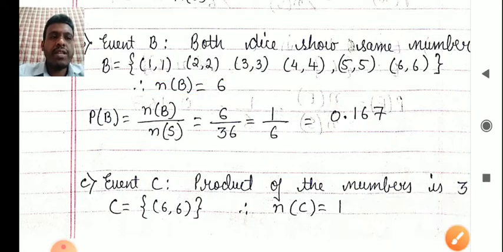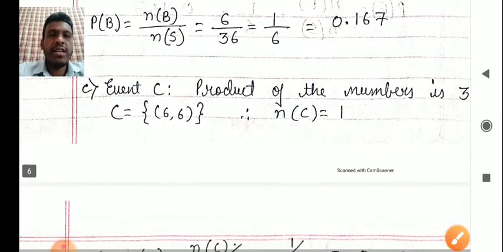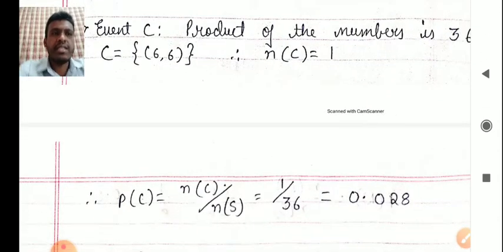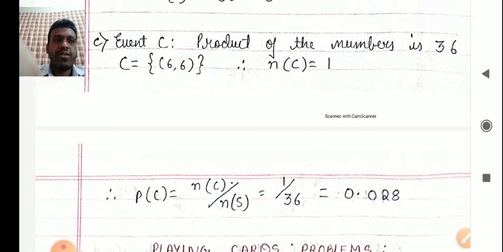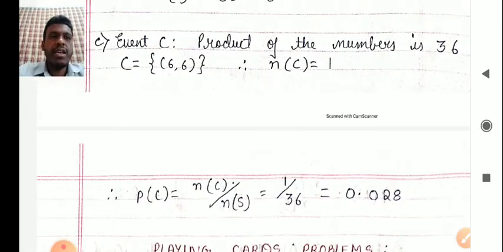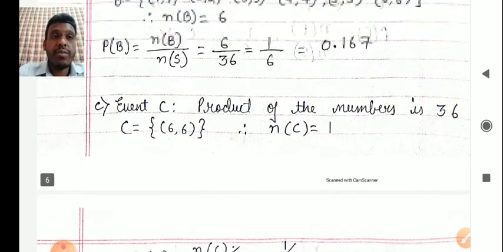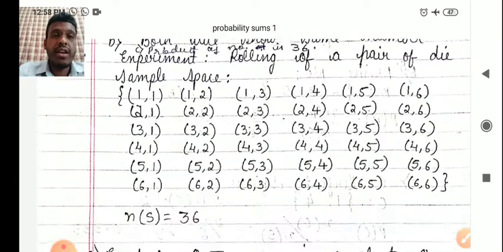Now what is your event C saying? Event C says that the product of the numbers is 36. Okay, the product of the numbers is 36. So when will the product of the numbers be 36? You can just check what is the product of the numbers there individually.